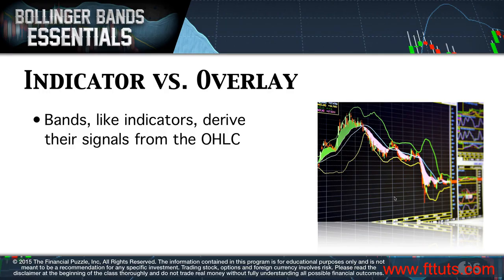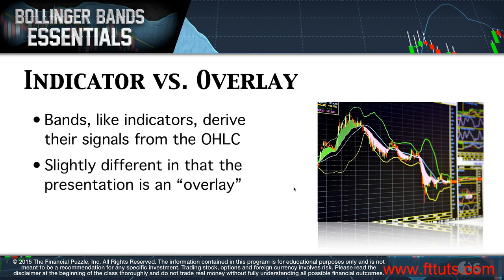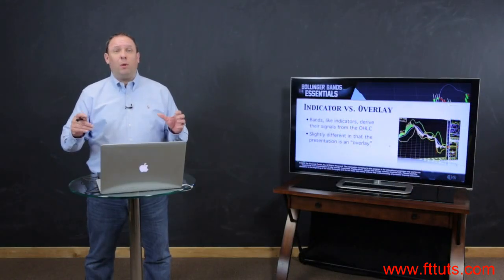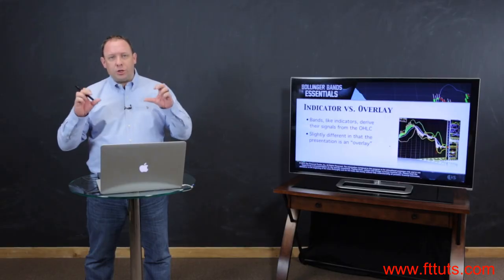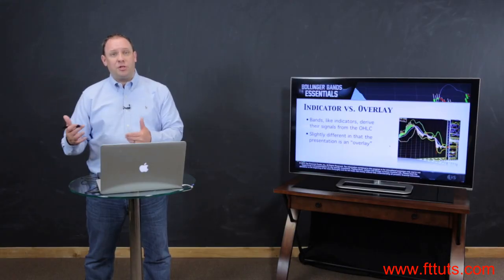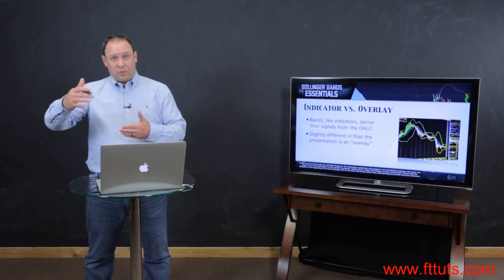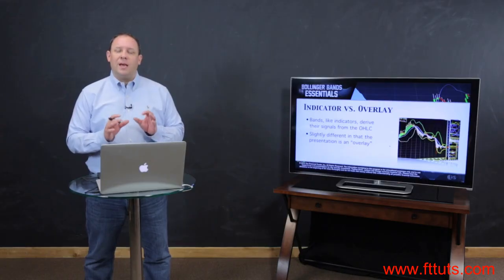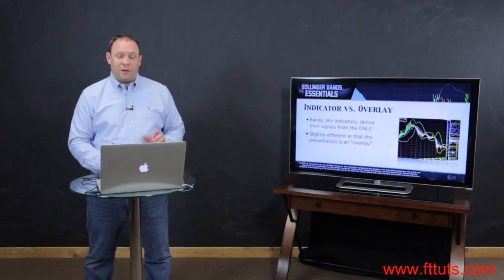Bollinger Bands are like indicators in the sense that they derive all of their signals from the open, the high, the low, and the closing information. But they're different than your typical indicators because they're presented as an overlay. Now, what do I mean as an overlay? Most of your indicators are drawn at the bottom of the screen. With the Bollinger Bands, it's drawn on your chart as an overlay over the basic price action of the chart itself. The reason for that is because that's where you need to see the relative highs and lows. But it presents a little bit of a different presentation and a little bit different functionality here.